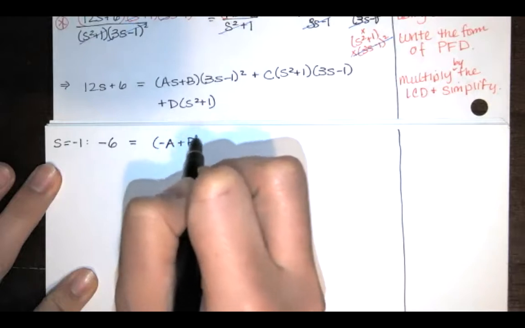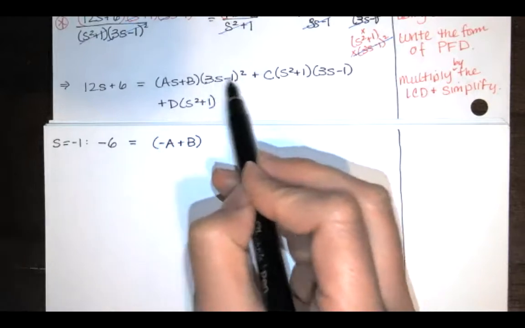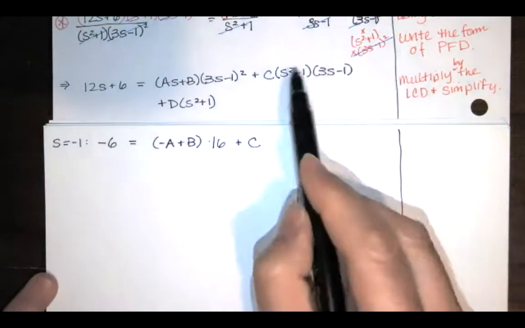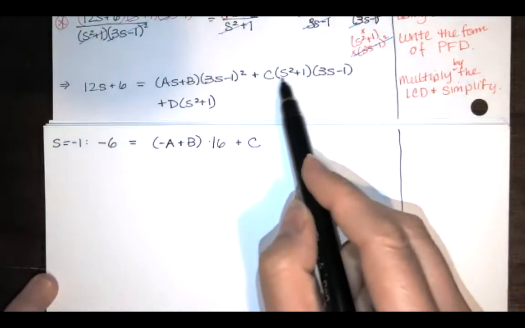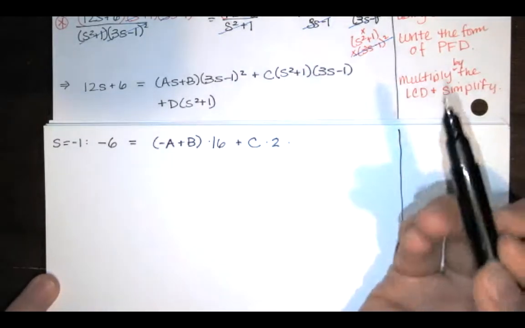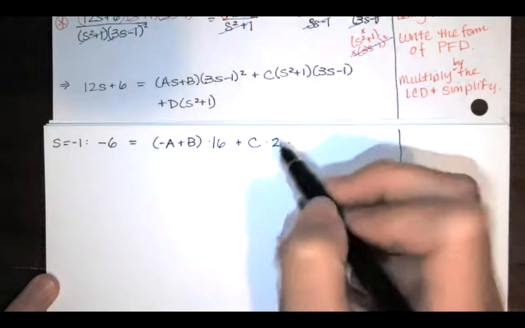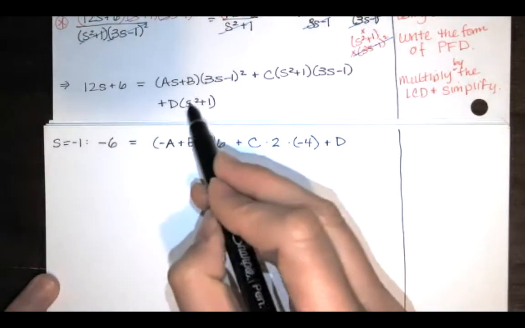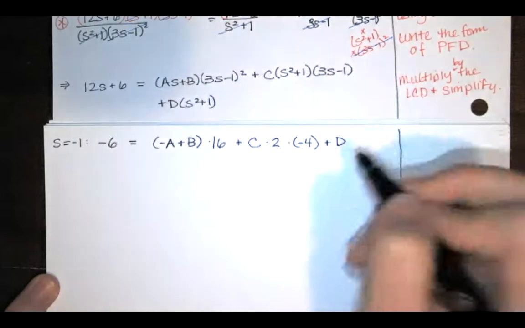When S equals -1, we'll have -12 plus 6, which is -6. This will be -A plus B times -3 minus 1. That's -4. -4 squared is 16. Then we're adding C times -1 squared plus 1. -1 times -1 is +1. 1 plus 1 is 2. So we'll have a 2 there times -3 minus 1, which is -4. Plus D times -1 squared, which is 1. 1 plus 1 is 2.